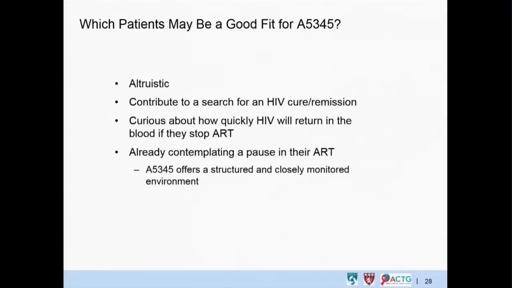And also, there are some patients out there who I have spoken to who had already been contemplating pausing their antiretroviral therapy, and this gives them a structured way, as safe a way as possible, to do so.